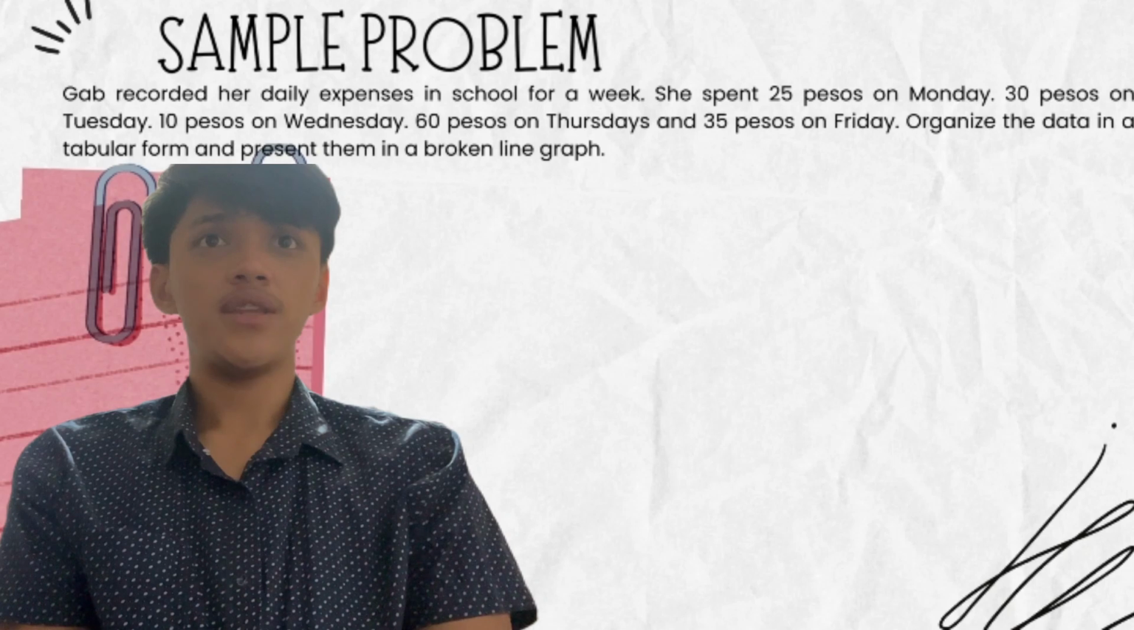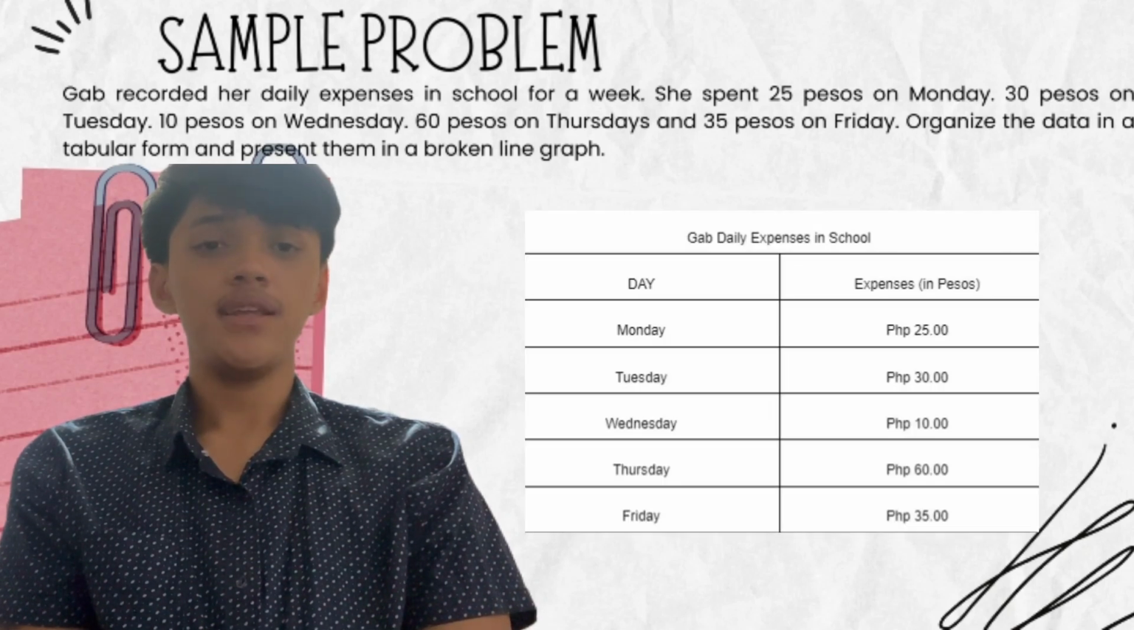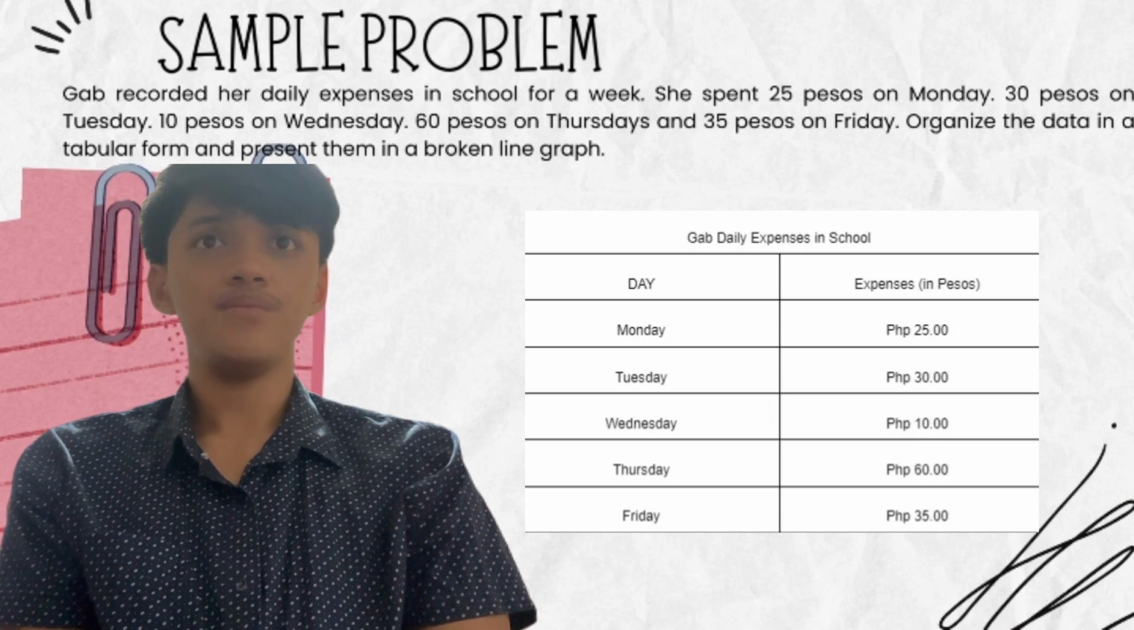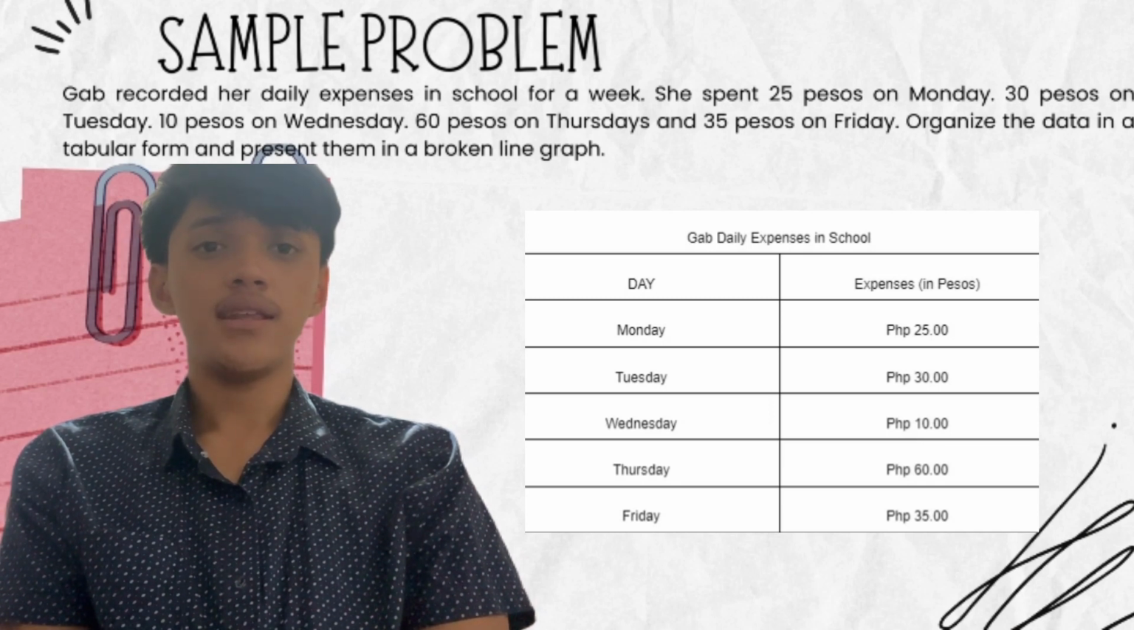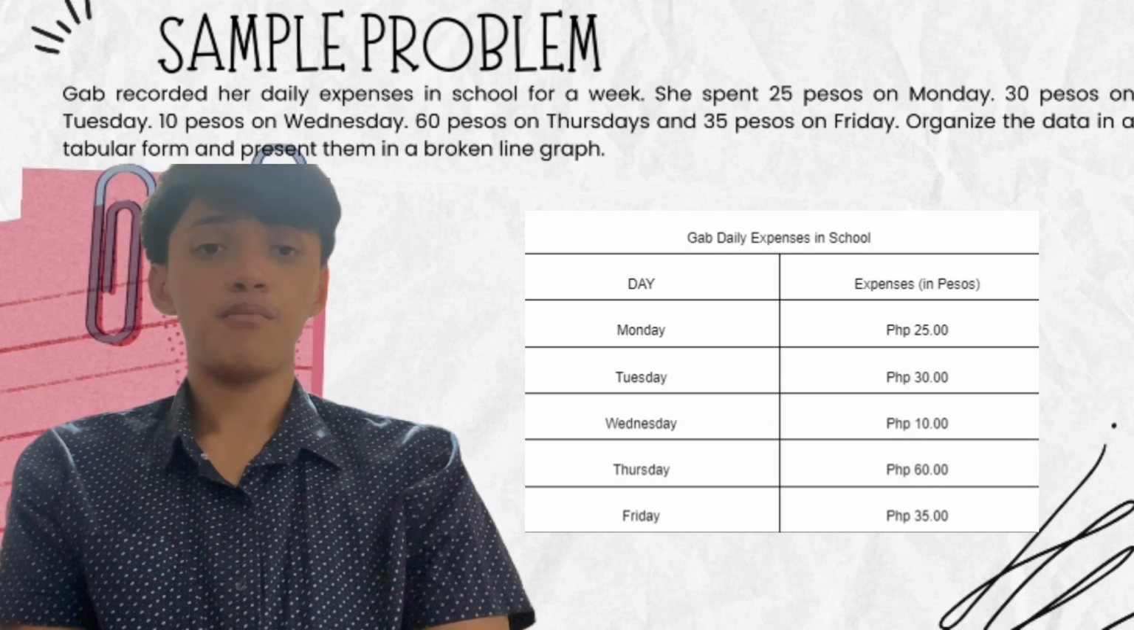Before we make the graph of this data, first we put it in tabular form. The title of our table will be Gabi's Daily Expenses in School. Since it's daily, the first column is the day, Monday, Tuesday, and so on, and the second is the expenses every day. Monday would be 25 pesos, Tuesday 30 pesos, Wednesday 10 pesos, Thursday 60 pesos, and Friday 35 pesos. After that, let's put this data in a broken line graph.